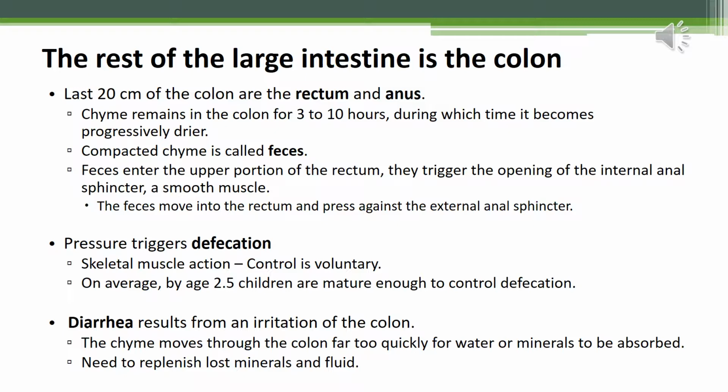And then we're going to talk about diarrhea, which is forced defecation, which results from irritation of the colon. And when we have diarrhea, the chyme moves through the colon so quickly that water or materials cannot be reabsorbed. So when we actually have diarrhea, we lose a lot of these minerals and fluids. So it's a good idea to drink a lot of fluids when you've had diarrhea.